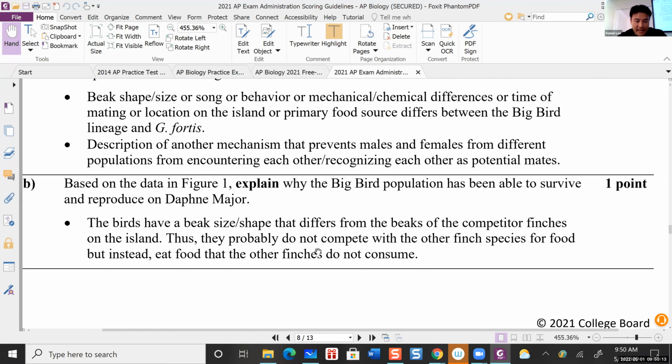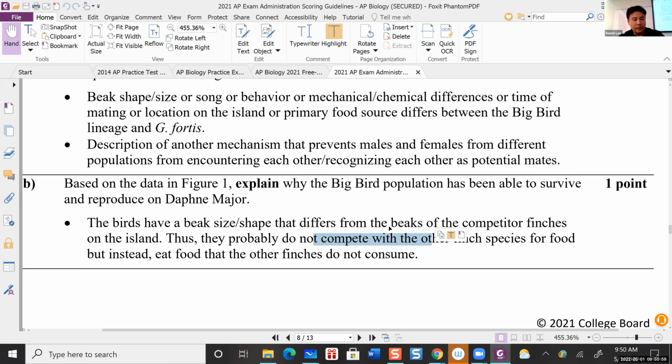So the birds have a beak size and shape that differ from the beaks of other competitors. So I say unique, but you can also say they're different from other competitive finches. So they don't compete with the other ones for food. So the niches don't overlap. So they avoid competition, and then they're able to specialize on food that others don't consume. So that is a good explanation. If you simply put down they have unique size and depth of the beaks, then maybe that's not explaining enough, but further to say that this allows them to avoid or minimize competition and create their own specific niche, that would be a much better and stronger answer, okay?